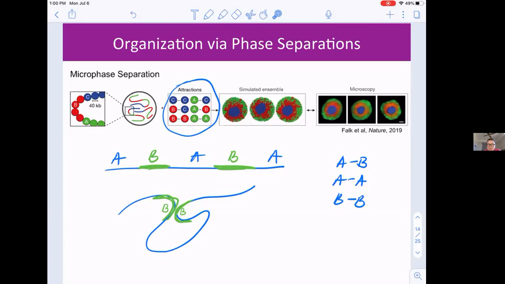Can you please repeat the question? I understood only every second word. To what extent are the epigenetic marks dynamic?